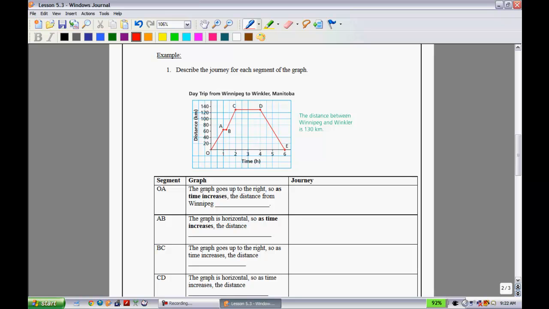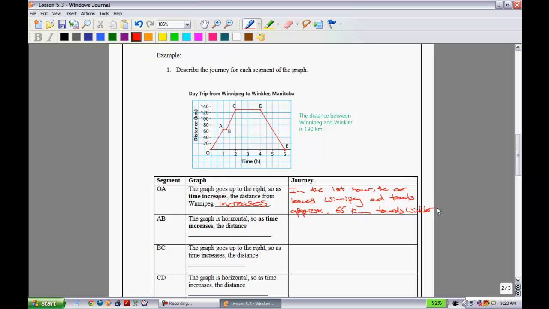So let's talk about what happened from O to A in that first segment. The graph goes up to the right, so as time increases, the distance from Winnipeg increases, because of course we were starting at Winnipeg and leaving Winnipeg. What can we say about the journey? Well, in the first hour, the car leaves Winnipeg and travels approximately, let's see, how far did it go? It looks like it went a little bit further than 60, so maybe we'll round it to about 65 kilometers towards Winkler.